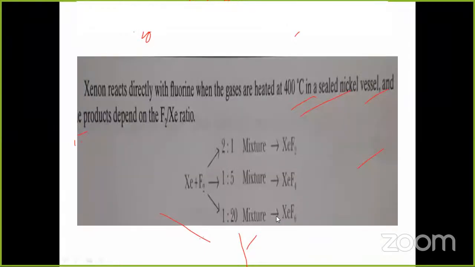So overall, you see xenon reacts directly with fluorine when the gases are heated at 400 degrees centigrade in a sealed nickel vessel, and the product depends upon the fluorine and xenon ratio. This ratio is important here. If you take a 2:1 ratio, it gives XeF2. If you take a 1:5 ratio of xenon and fluorine, it gives xenon tetrafluoride. If you take a 1:20 ratio, you get xenon hexafluoride. Okay, these are the xenon fluorides.